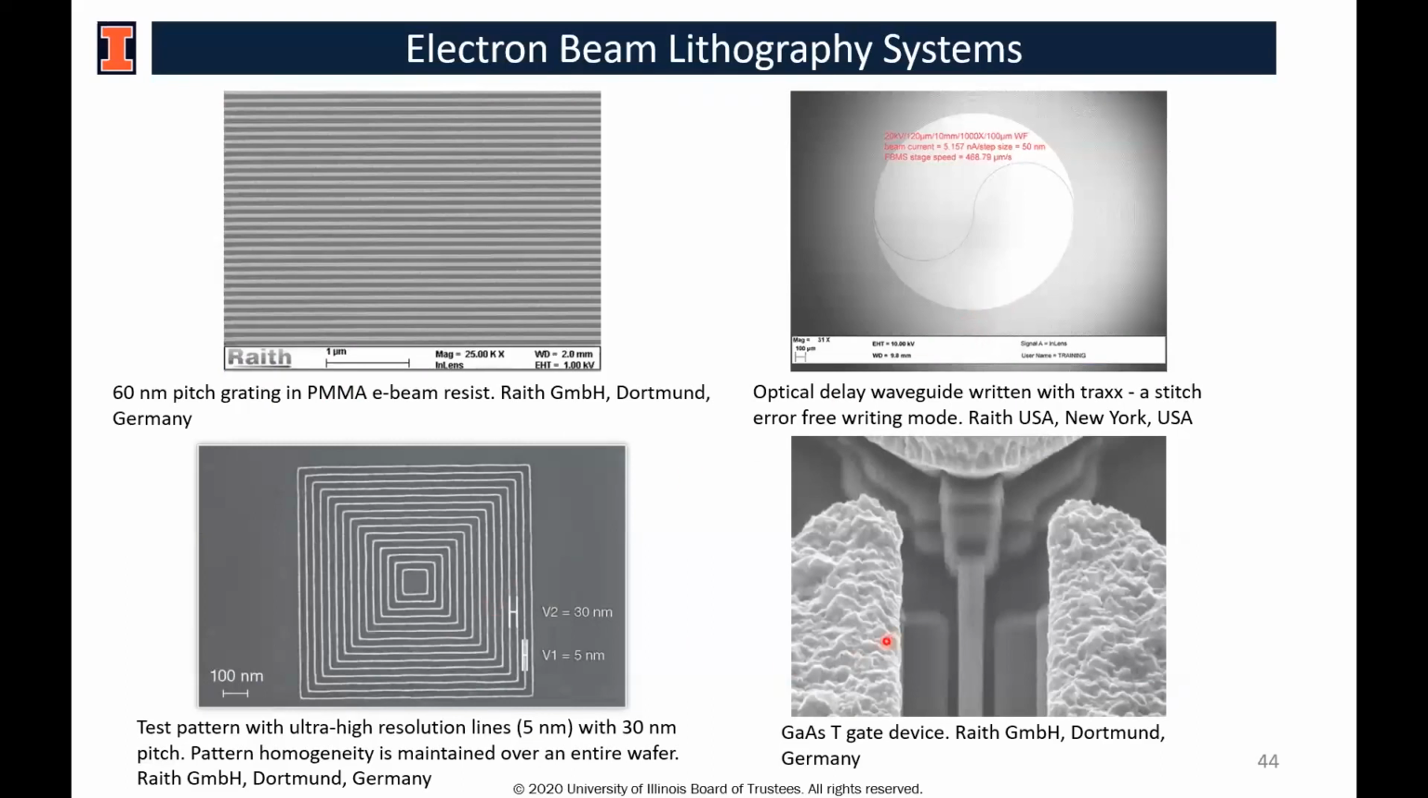And the bottom two images are done by EBPG 5150. You can see this one is a test pattern with ultra high resolution lines of 5 nanometer with 30 nanometer pitch. The pattern homogeneity is maintained over an entire wafer. And the image on the right is actually a magnified image of a gallium arsenide T-gated device.